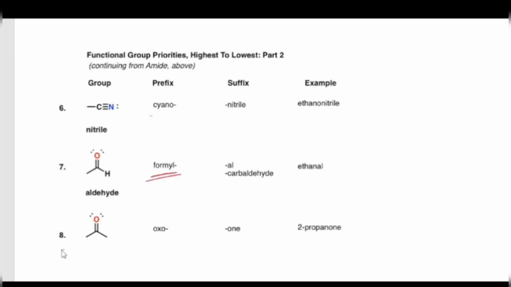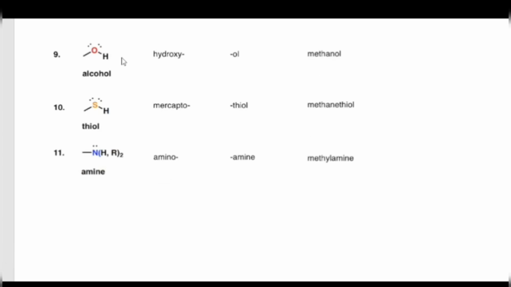As the prefix. For ketones, we will use oxo. Then we'll see some examples. Next one is alcohol. We know that hydroxy is the prefix. For thiol, it is mercapto.